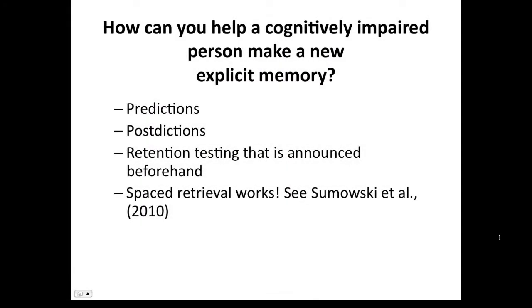So how can you help a cognitively impaired person make a new memory, particularly an explicit memory? Well, ask them how well they think they're going to do on a task. So you've been working on an eating behavior. We've been working on cutting up food in small enough pieces so you don't choke on it. How well do you think you're going to do on that? Post-diction, how well did you just do on that? Retention testing that's announced beforehand.